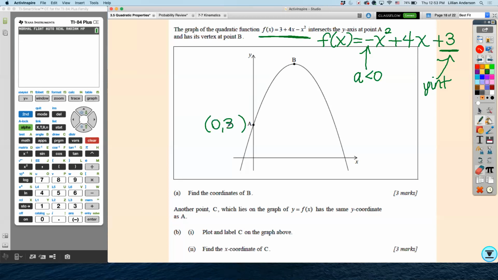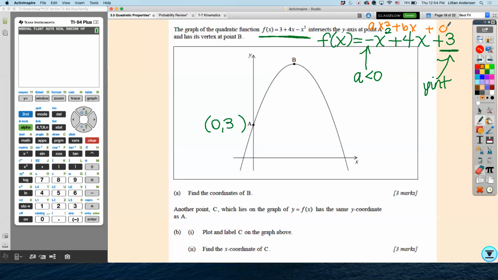We're able to conclude all this information before we even get to the questions. Okay? I have a question, sorry. Yeah. How did you know that it was at 0, 3? Because whatever the C value is in standard form is always the Y-intercept of your quadratic. Okay.